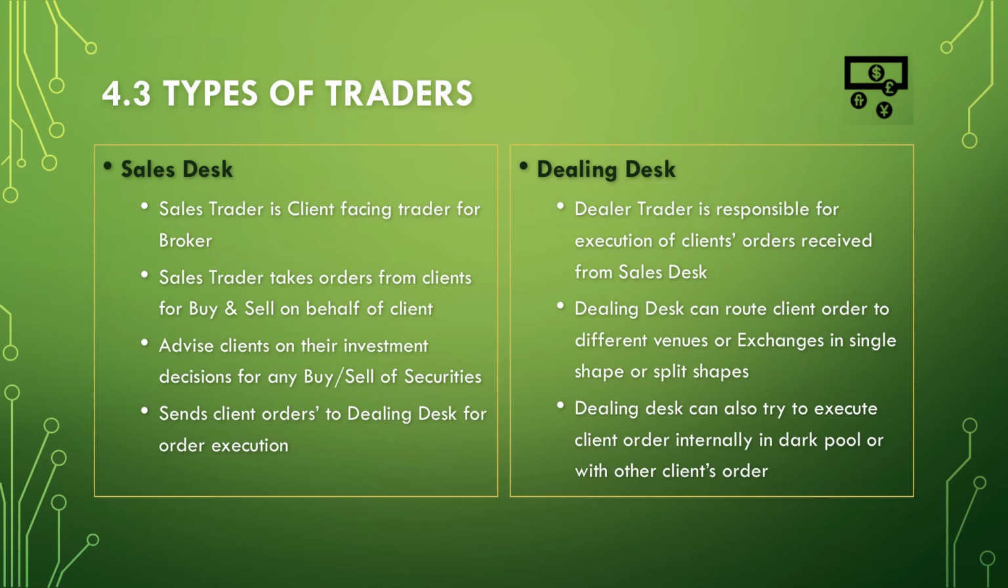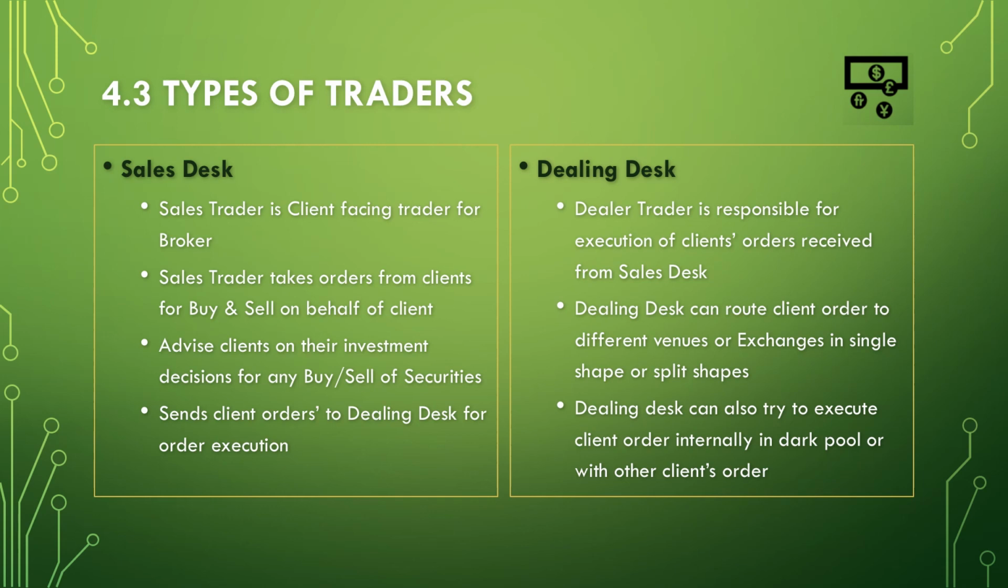Coming to types of traders, there are two types of traders. One trader is the one who is facing the client, and the other trader is usually the one who is facing the exchange or the execution side. The trader who is facing the client is called the sales trader or sales desk. The sales desk's responsibility is to take orders from the client for buy and sell on behalf of the client, advise the client on their investment decisions for any buy or sell of securities, and send clients' orders to the dealing desk or dealing traders for order execution. So the sales trader will receive the orders from the clients, validate those orders and send them over to the dealing desk. Also, they can advise on their research whether the client can buy these particular securities or not, or in future if they want to buy something.